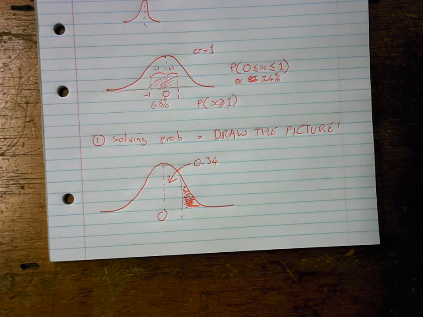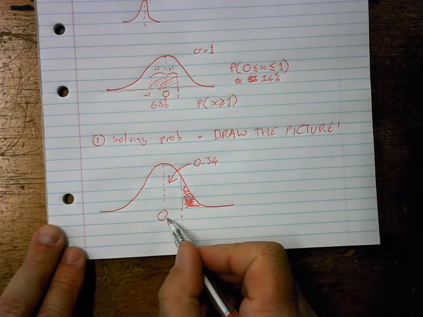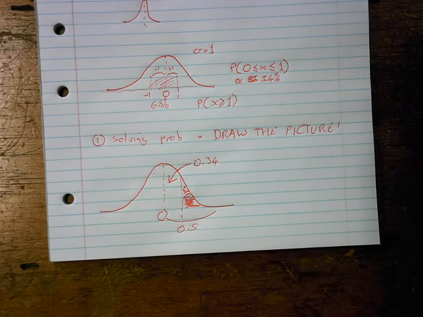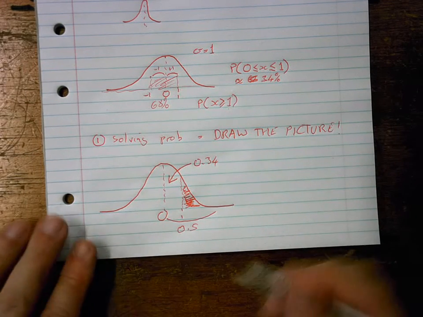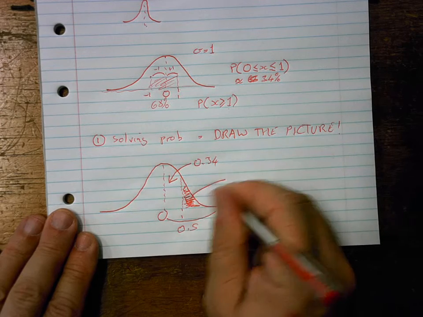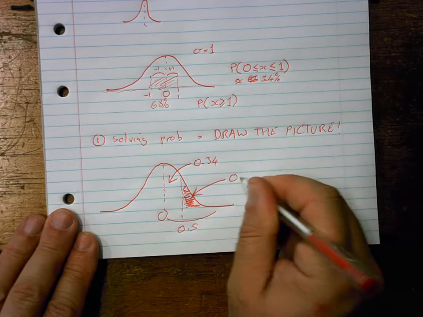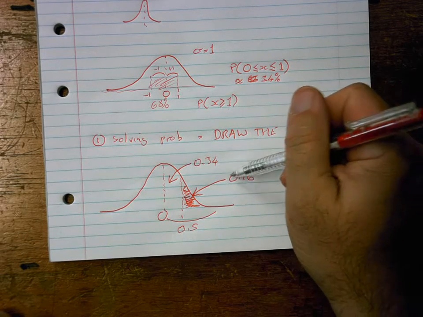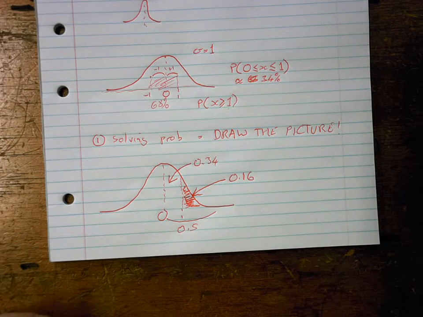I already know that bit, don't I? I also know that the whole thing's symmetrical, which means I know that all of this bit here is 0.5, because it must be half of it. So is it really obvious to you that this bit here must be 0.16? Because 0.34 plus 0.16 makes 0.5.